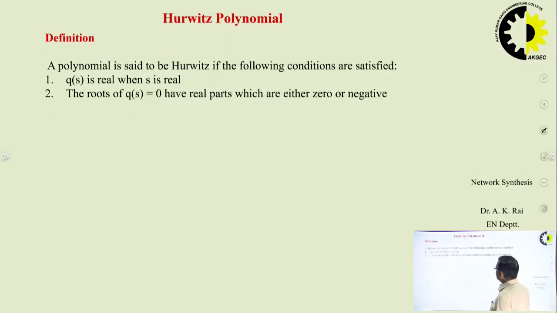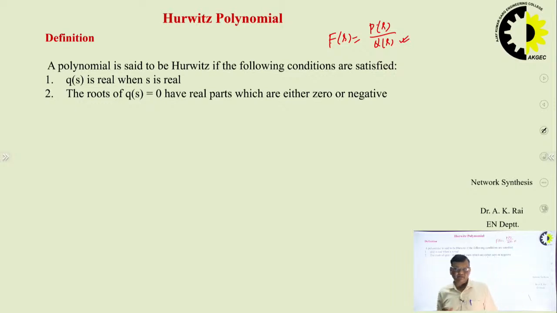So what is the definition of a Hurwitz polynomial? A polynomial is said to be Hurwitz if the following conditions are satisfied. First, Q(s) is real when s is real. Where do we get Q(s)? This is your F(s), the ratio of P(s) upon Q(s). So we just take the denominator polynomial of a network function and check whether Q(s) is real for real s. What is real s?